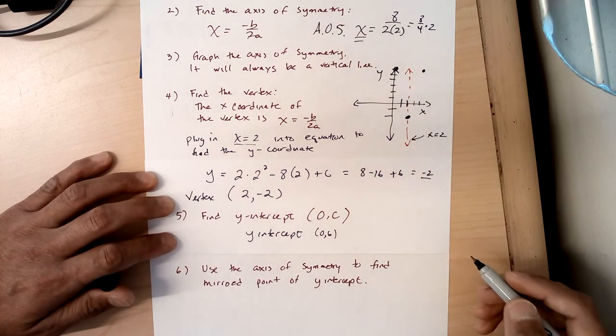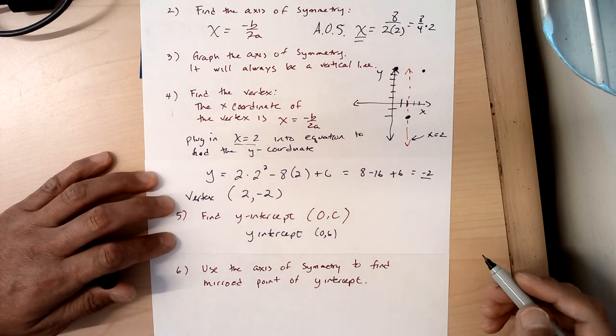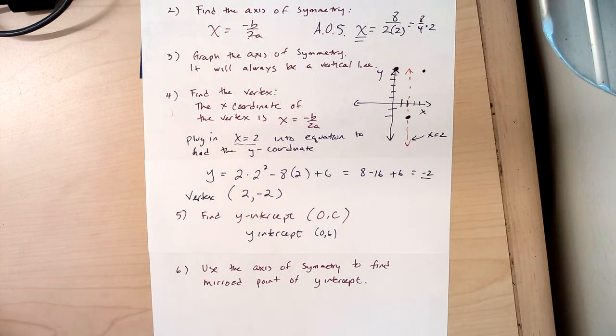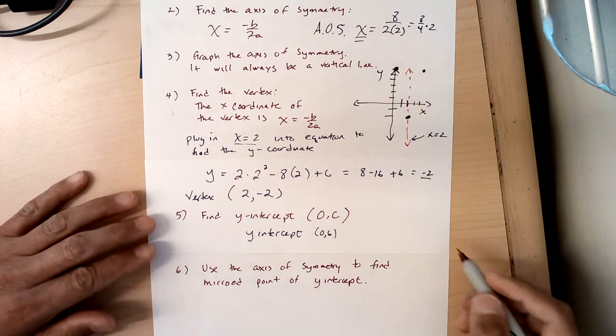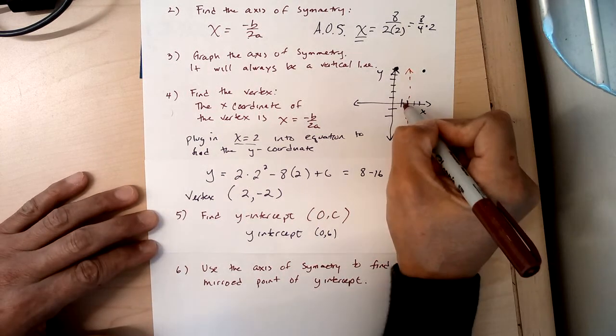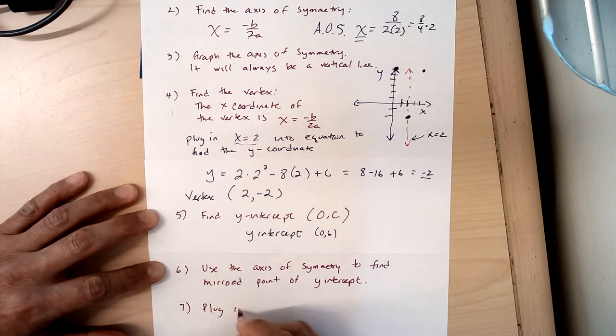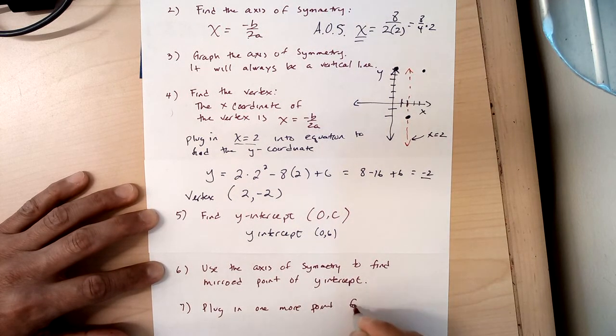And then what I'm going to do is plug in one other value for x to figure out exactly the y-coordinate. Here's where you kind of just need to take a look at the graph and figure out what you could plug in for x. Here I'm going to plug 1 in for x. So plug in one more point for x to find y.